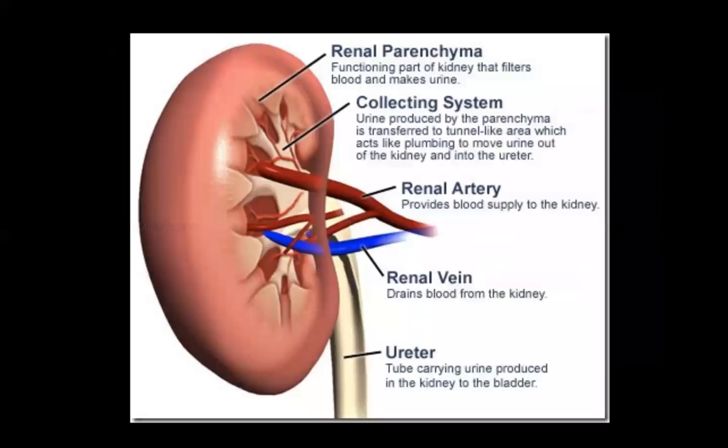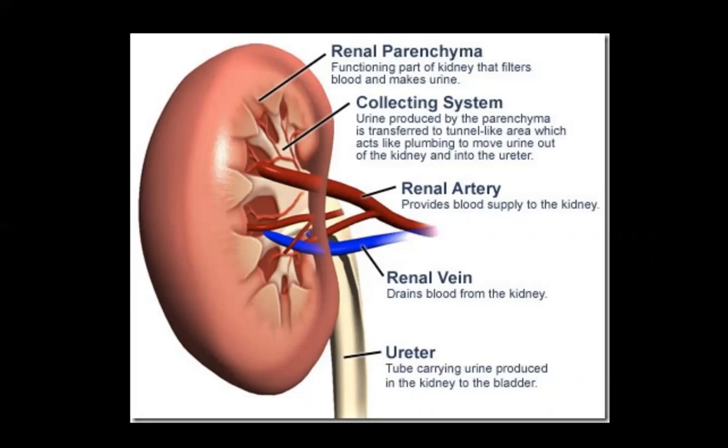Now let's put a focus on the structure of the kidneys before we look at the gross anatomy of the urogenital system. If you look at the basic structure of kidneys, you would have your renal parenchyma. This is the portion of the kidney that is responsible for filtering blood and making urine. Beside the renal parenchyma, you will find the collecting system that collects the urine from the parenchyma and transfers it to a tunnel-like area, which serves as a pathway to move urine out of the kidney into the ureter.